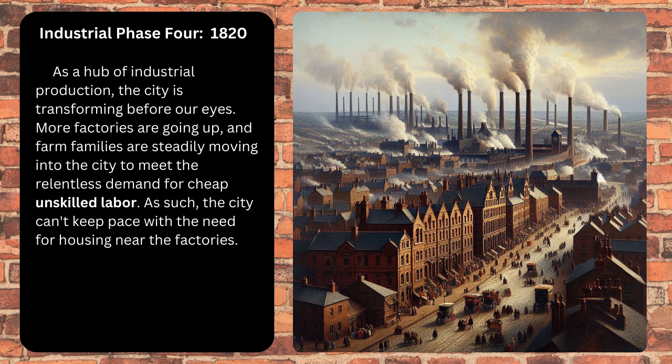Industrial Phase 4, 1820. As a hub of industrial production, the city is transforming before our eyes. More factories are going up, and farm families are steadily moving into the city to meet the relentless demand for cheap, unskilled labour. As such, the city can't keep pace with the need for housing near the factories.